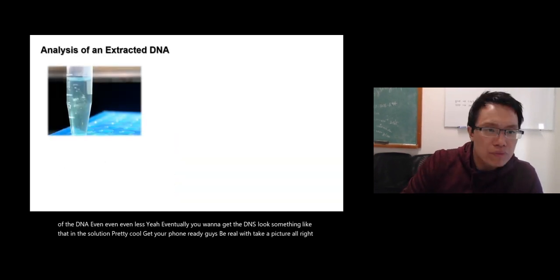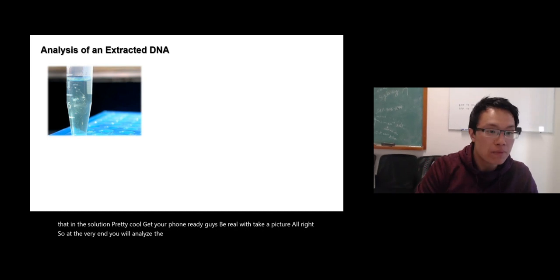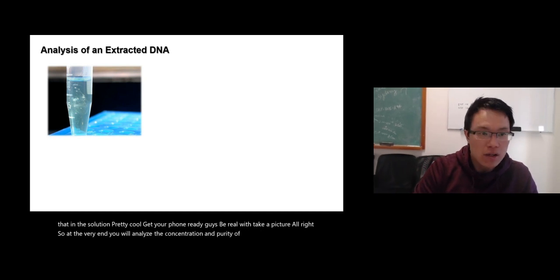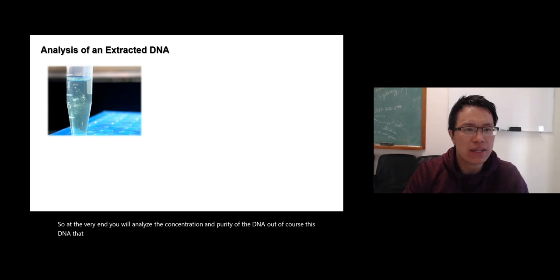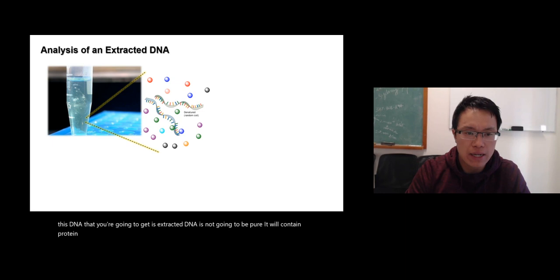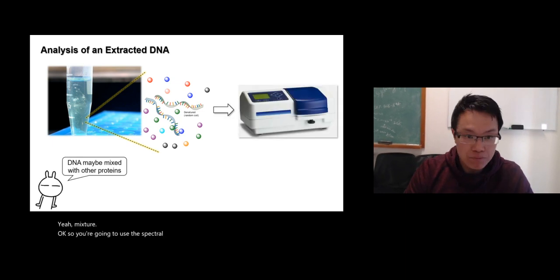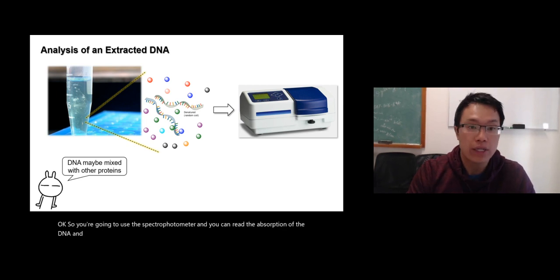All right. And at the very end, you analyze the concentration and the purity of the DNA. And of course, this DNA that you're going to get is an extracted DNA. It's not going to be pure. It will contain protein, some mixture. Okay, so you're going to use a spectrophotometer, and it can read the absorption of the DNA and the protein, and we determine the purity of this DNA.